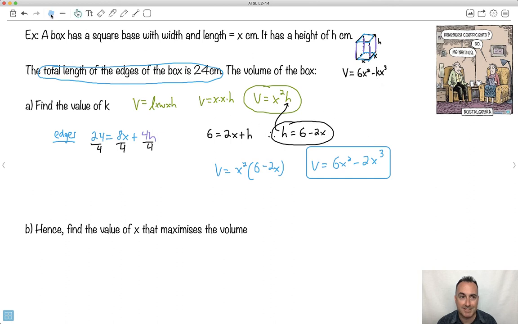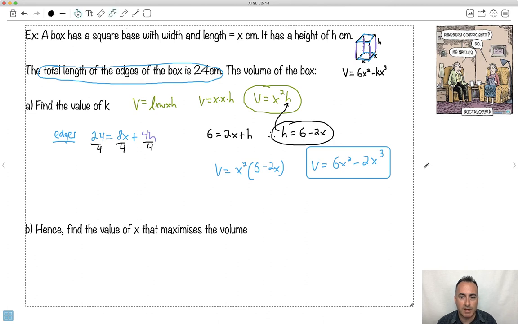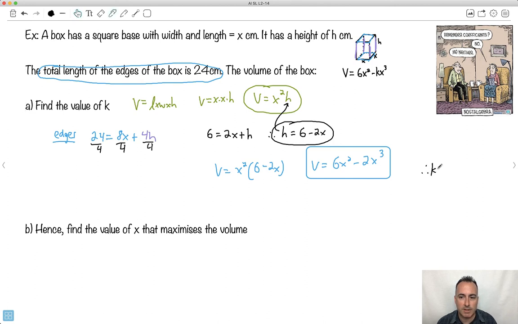Does that make sense? So now, keep in mind, I know it's a minus there, but I could say therefore k equals 2. That's because we already had the minus going on there. It should have technically said plus kx cubed, and you could say k was negative 2. But the way they've written it with the minus and the minus, I can state that k equals 2.